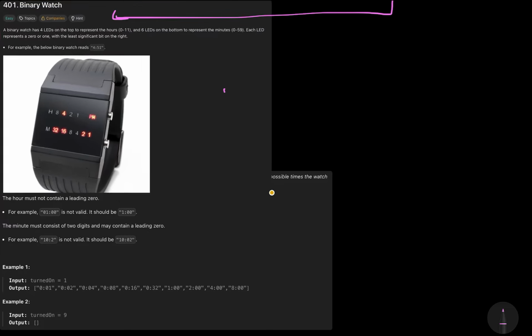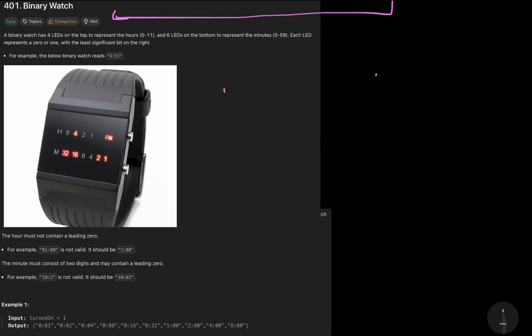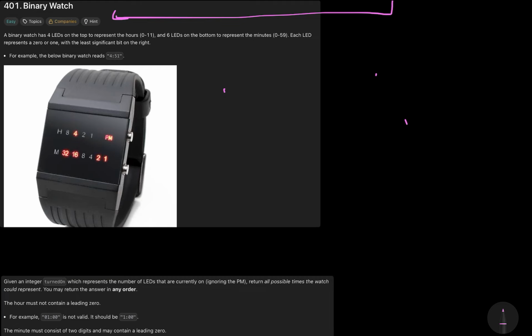What this problem says is that a binary watch has four LEDs on top to represent hours, and six LEDs on bottom to represent minutes. These four LEDs represent hours, and these six LEDs represent minutes. Each LED represents a 0 or 1, meaning 0 is off and 1 is on.